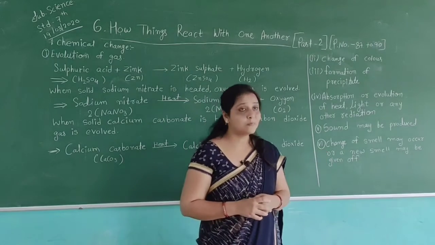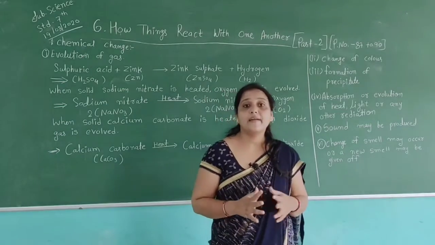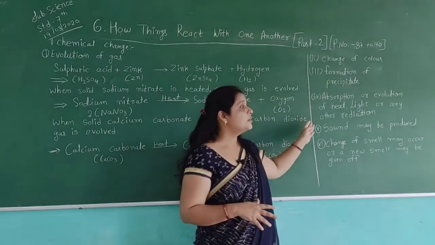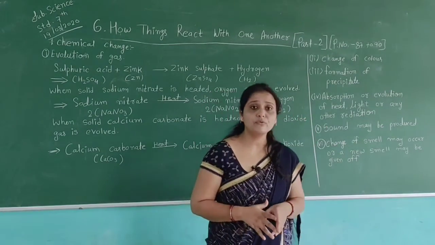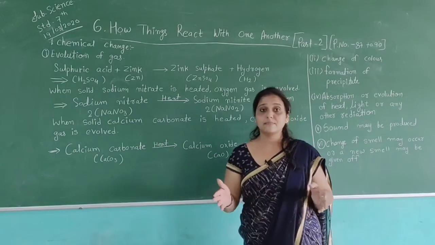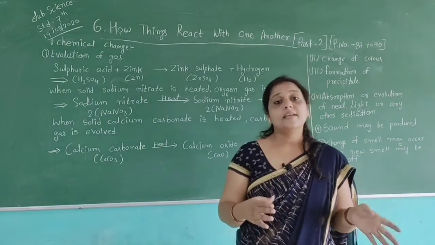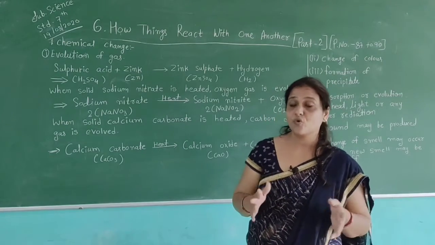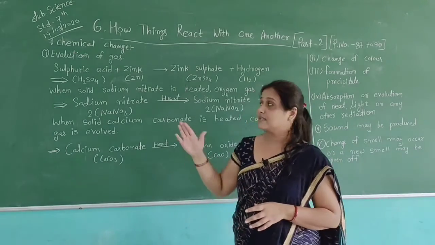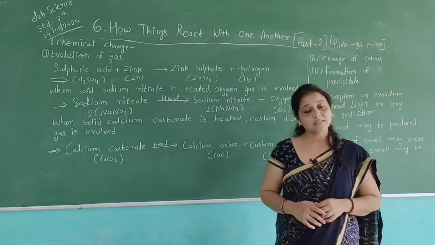Then change of smell may occur, or a new smell may be given off. When we add different chemical substances, we get new substances with this type of process. So in our textbooks they have also given some examples of chemical substances which react with each other and create new substances. Using these examples, we see that chemical change occurs in these chemical substances.